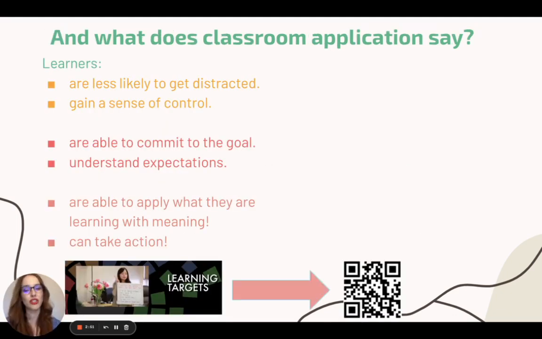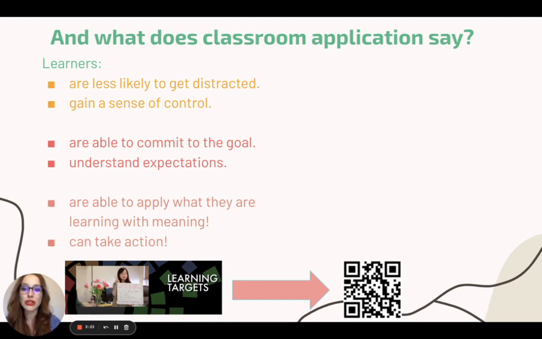Okay, so research and theory say one thing, but what about classroom application? If you're curious, there's a great video on the TEL domains. There are a lot of videos out there, but this one that's linked here in the QR code, just scan it if you'd like to see this good 4-minute video on TEL Domain 2 learning experience, focusing specifically on learning targets. But I'll tell you a couple of things that really stood out to me from the teachers who were interviewed in this video. So they noticed that learners are less likely to get distracted during a lesson.